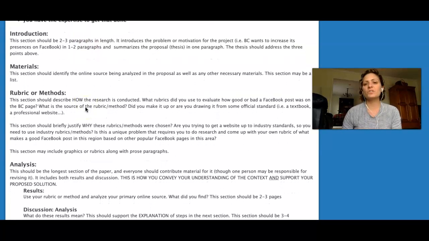Your materials could just be a list. The websites you're looking at, any other resources you need. So for example, if you're using an outside website or online source to help you evaluate something, somewhere that you're getting a rubric from, which is totally acceptable to borrow someone else's rubric, you would just list it here and give credit where credit's due.